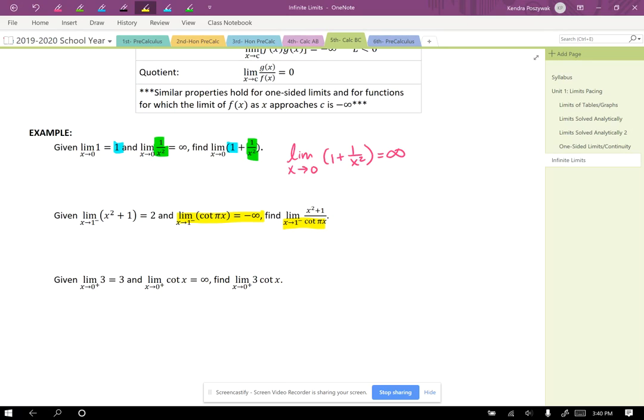No. It actually just ends up being 0 again because of that quotient property where infinity is in the denominator, and if the denominator gets infinitely larger, that just means our fraction is getting infinitely smaller and closer to 0. So for this one, the limit as x approaches 1 from the left of x squared plus 1 over cotangent of pi x equals 0. We've got one more example for this one. I want you to go ahead and try it on your own.